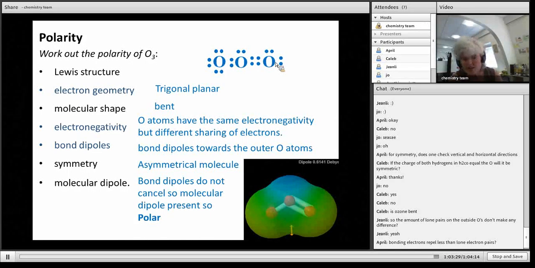So bonding electrons repel less than lone electron pairs. Correct, because the bonding electrons are shared between 2 nuclei, so they're limited in space, whereas the lone pairs are only attached to one nucleus, so they can actually spread out more.